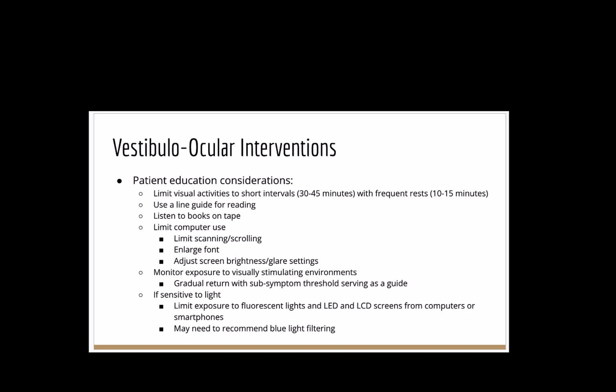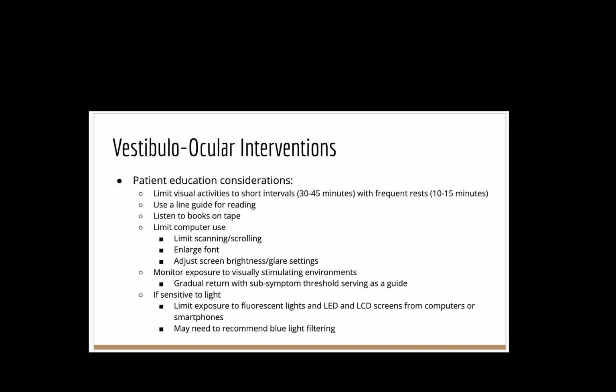Some other patient education considerations, much like we talked about with regards to the cognitive fatigue profile, you might want to make similar recommendations for the person that's in the ocular or even the vestibular component of things, but especially the ocular component of things. You want to limit those visual activities to shorter intervals. Again, maybe that's based a little bit time-wise on what their subsymptom thresholds are.